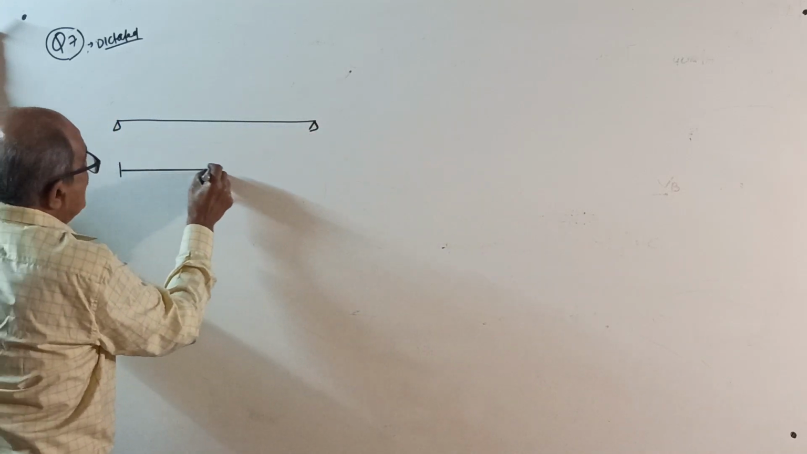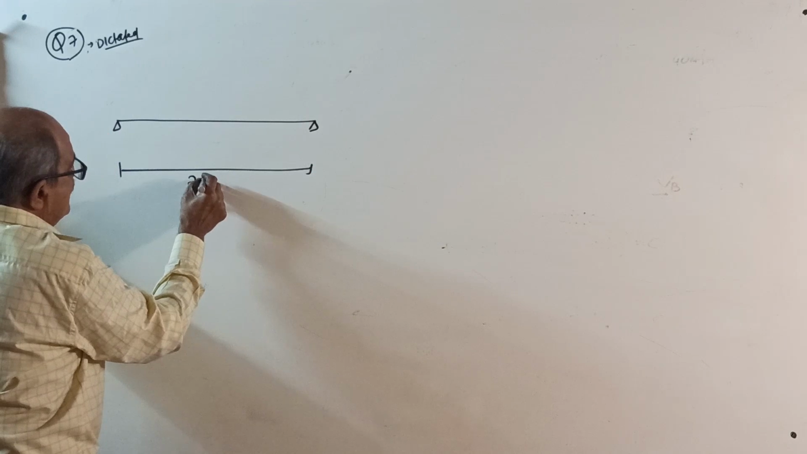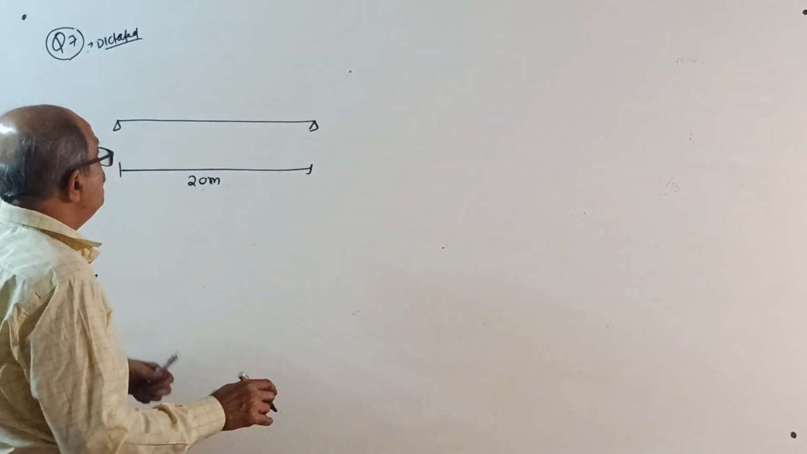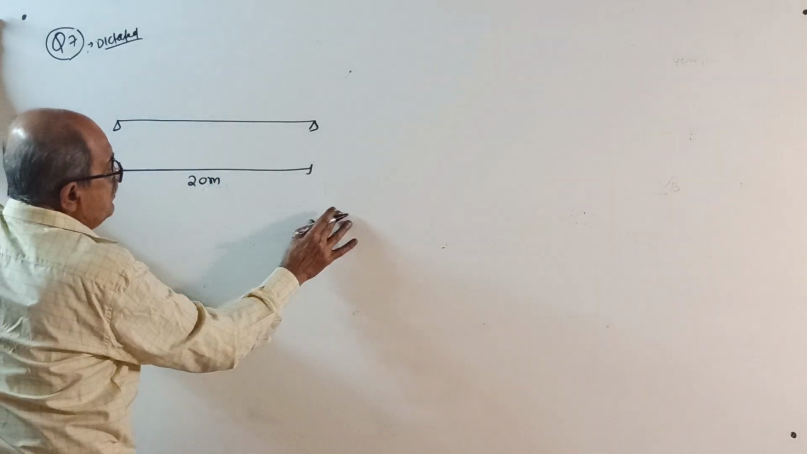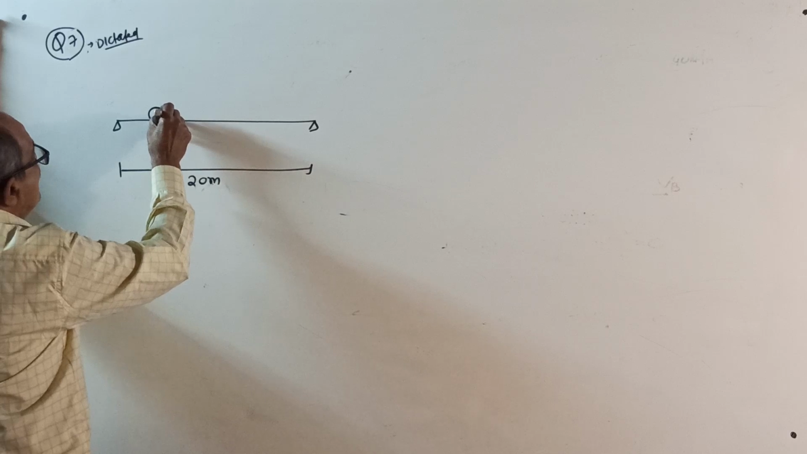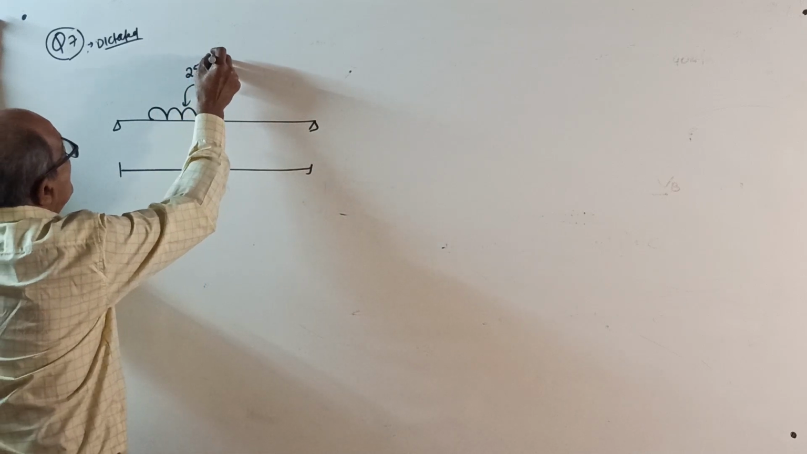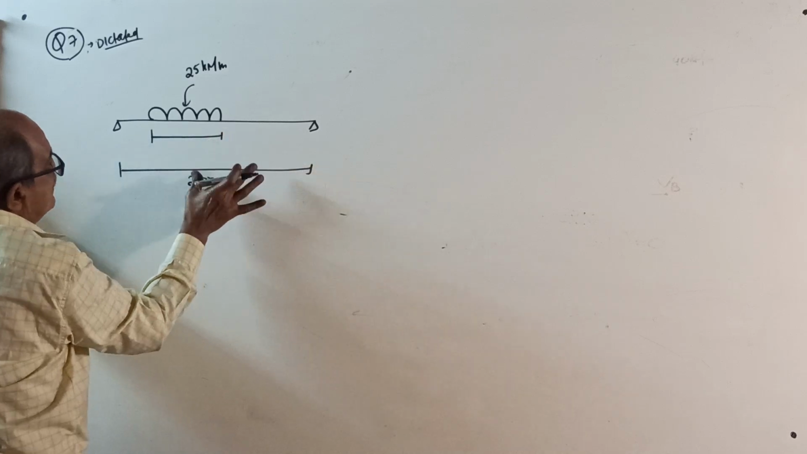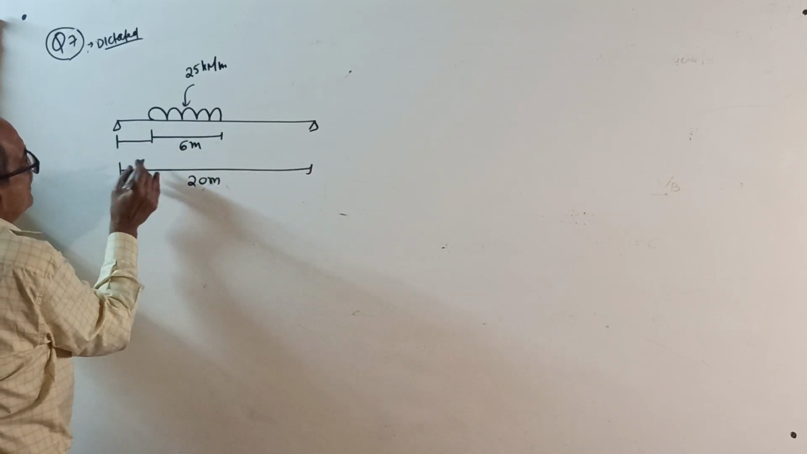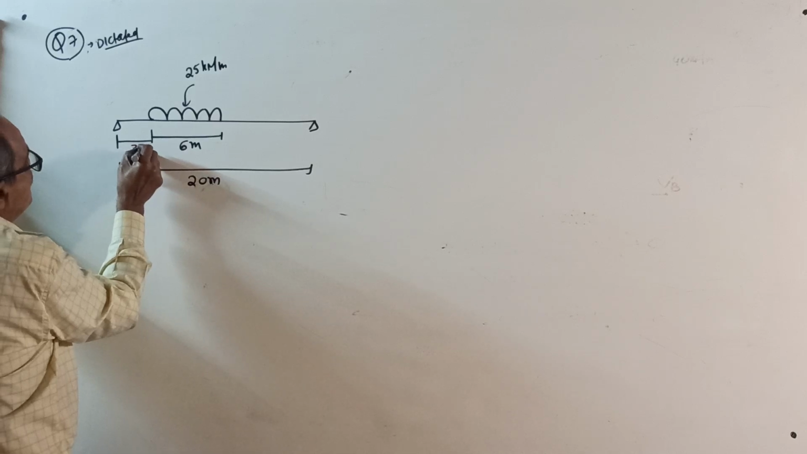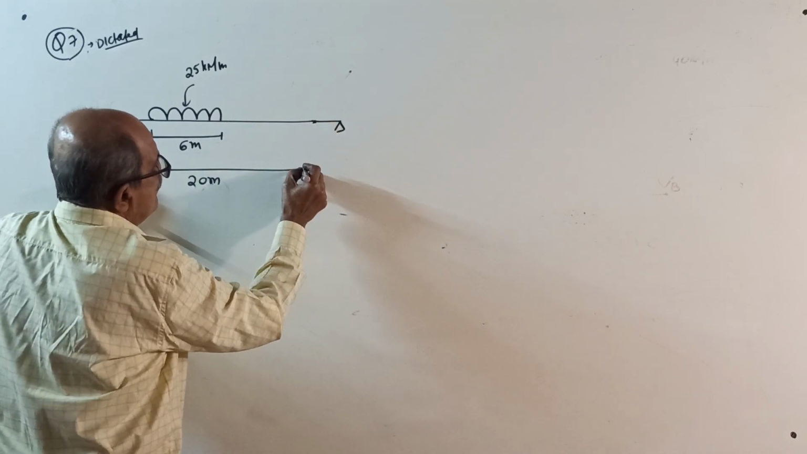A simply supported beam is of span 20 meter. It is loaded by a UDL of intensity 25 kilonewton per meter, 6 meter long, starting at 3 meter from left end. From left end at 3 meter, little bigger required. Okay, no problem.